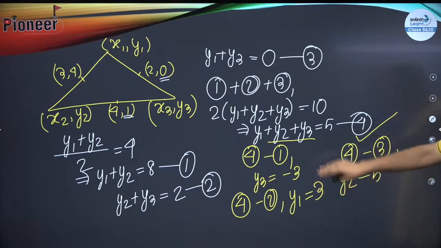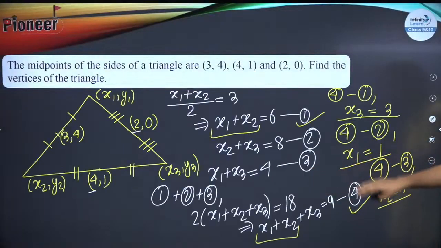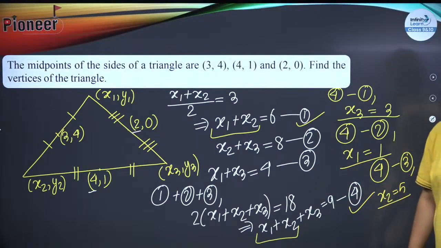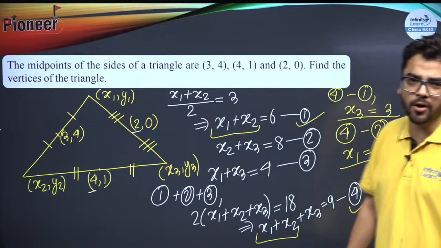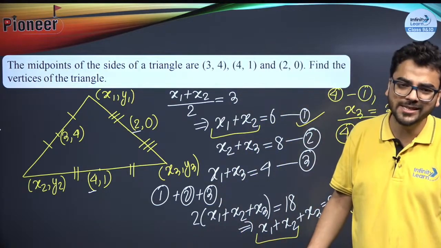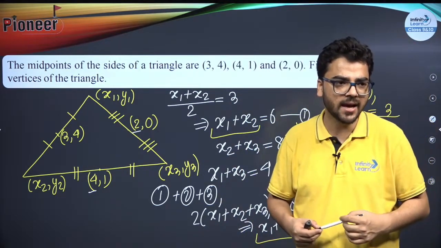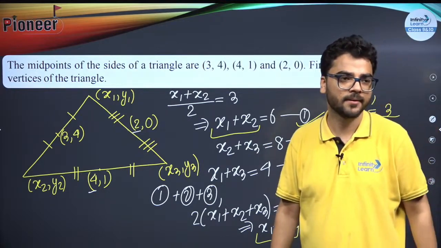So you see we have got the values of y1, y2, y3 over here, and in the previous slide we have got the values of x1, x2 and x3. I hope this is clear to every student in this session. This is one of the important questions in this chapter on the basis of the midpoint formula. I hope this is clear to every student in this class. Any doubt in this question, guys, to any student?